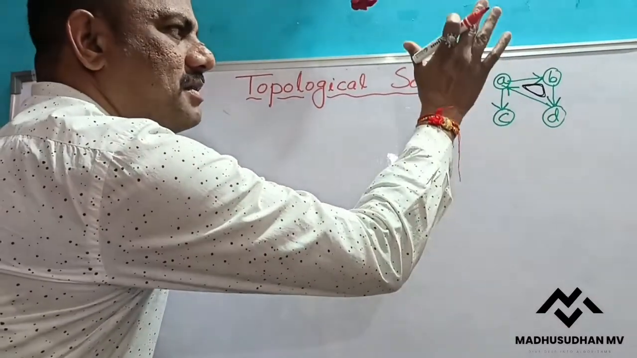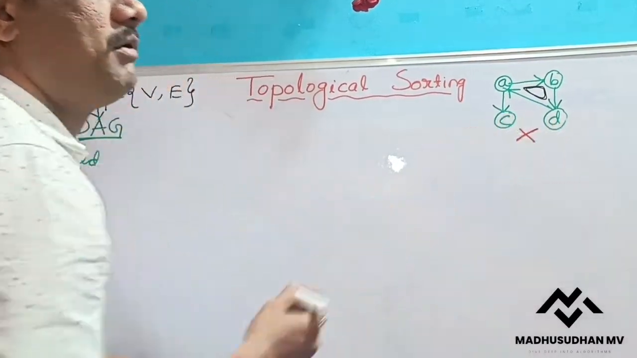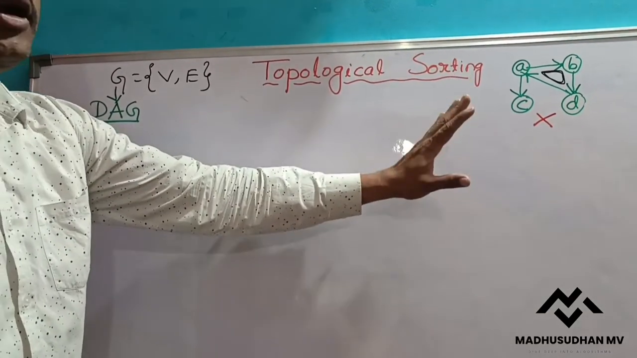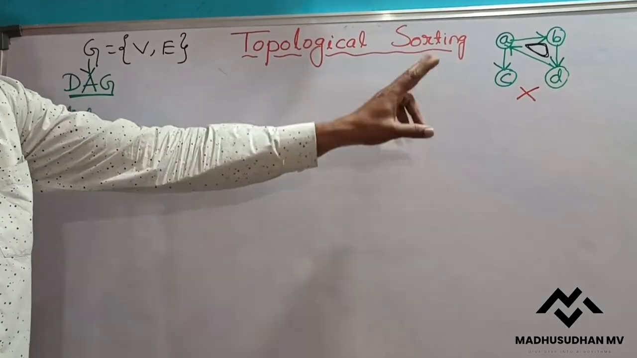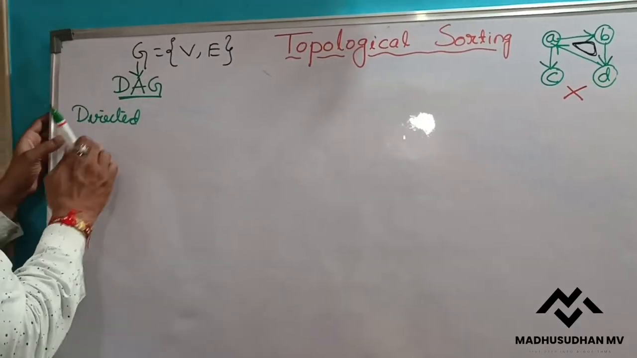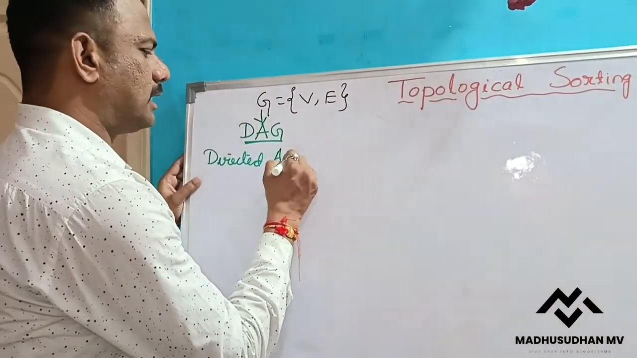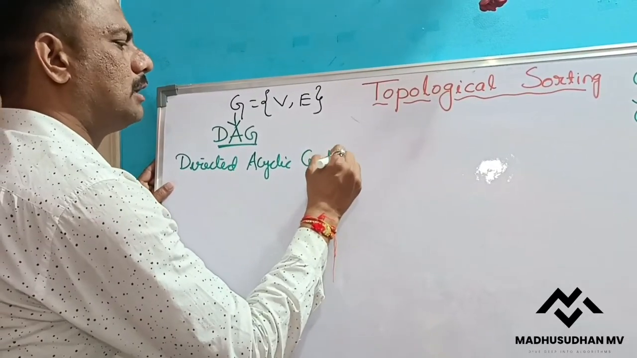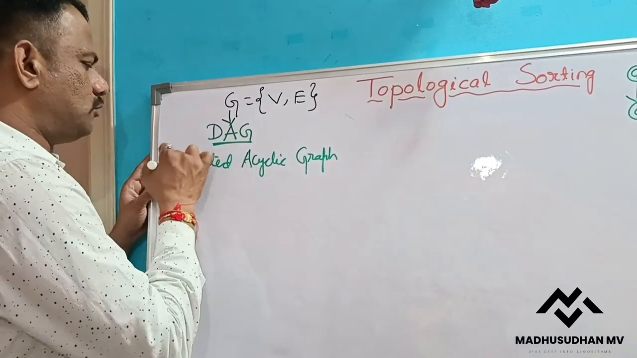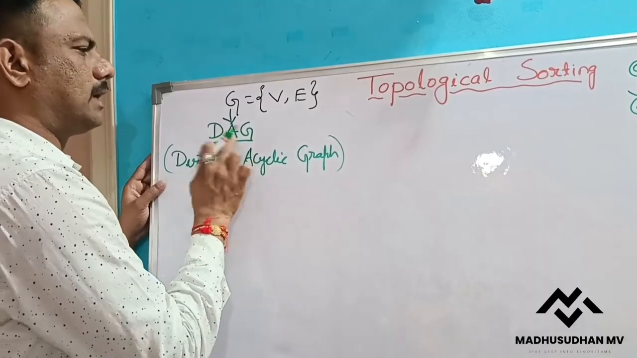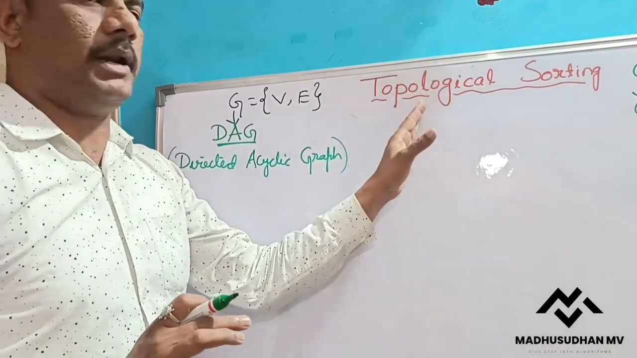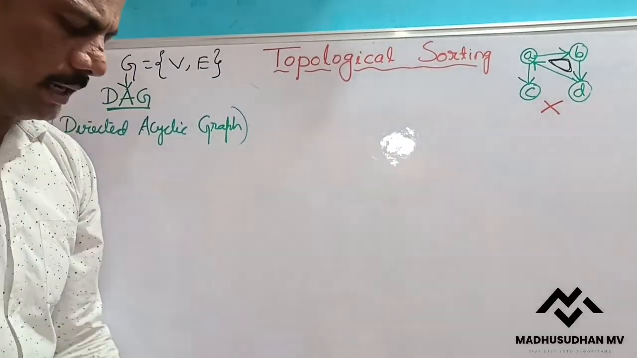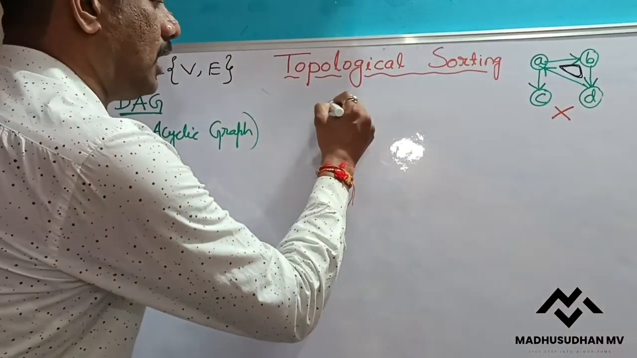If the graph has a cycle, we cannot apply topological sorting. So in order to apply topological sorting, the graph should be directed, and it should be acyclic, meaning it should not contain any cycle. This is what a directed acyclic graph is. So now I'll write the same graph.